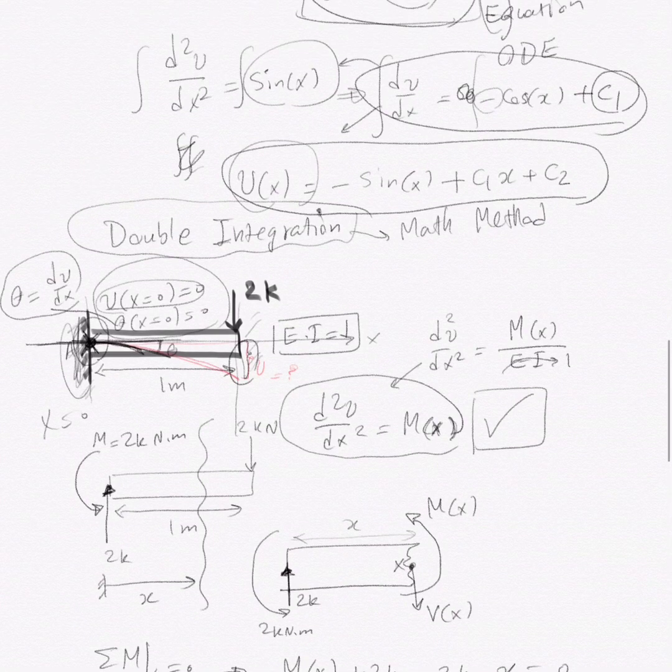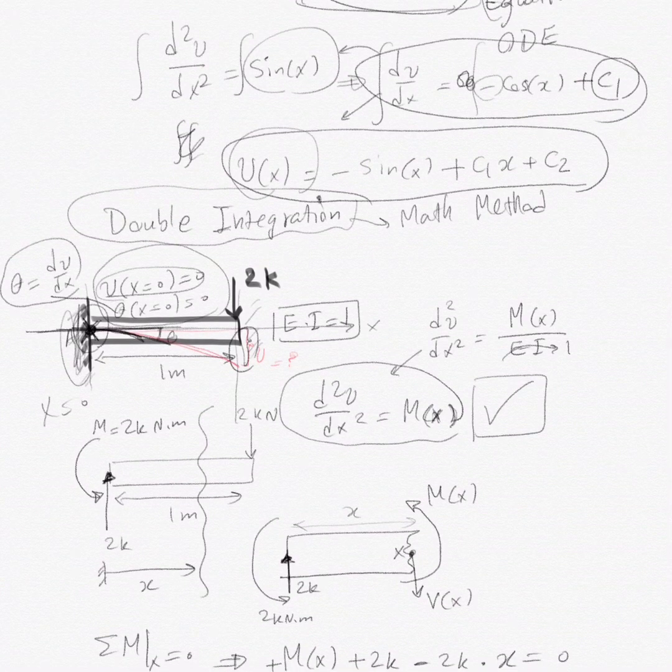Now we want to solve a little bit more complicated problem. So let's consider the same beam, but we apply this force, 2 kilonewton, exactly in the middle. So from here to here, let's say 1, 1, and this is 1. Now I want to find the equation of the deflected beam.